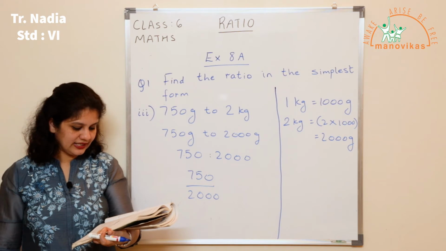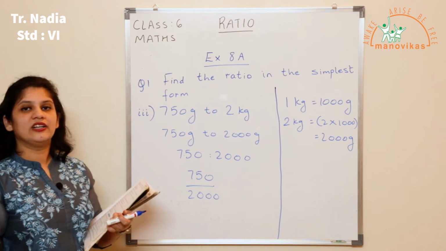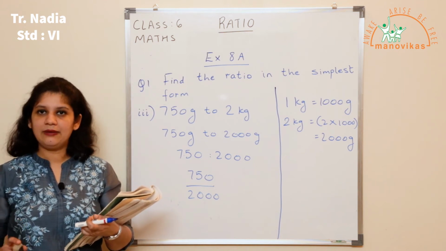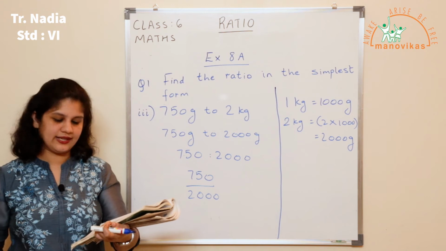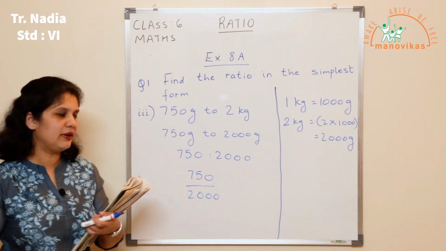In the fifth one, 18 millimeter to 3 centimeter. So convert the centimeter to millimeter. 10 millimeter is equal to 1 centimeter. So find out 3 centimeter is equal to how many millimeter?